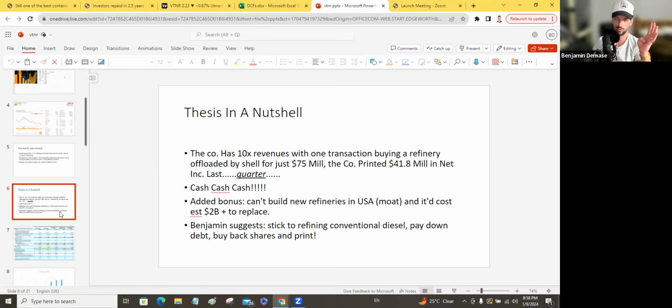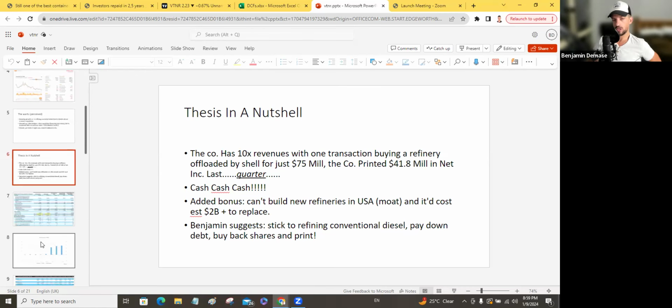Overall, they had $60 million in their conventional, they had $21 million in their renewable as a loss, and so netting that out came to $40 million in the quarter. So it was printing cash, and it had a good moat, and so I thought that the market was wrong.